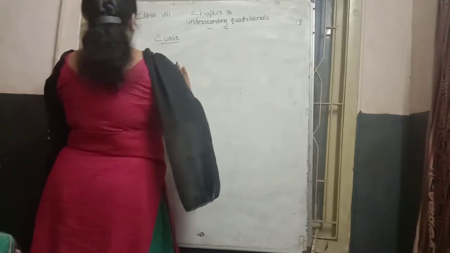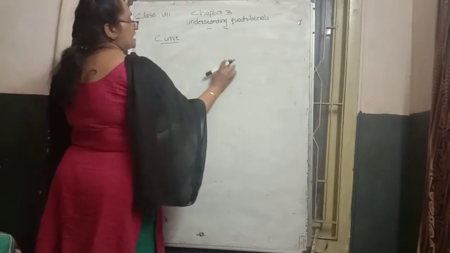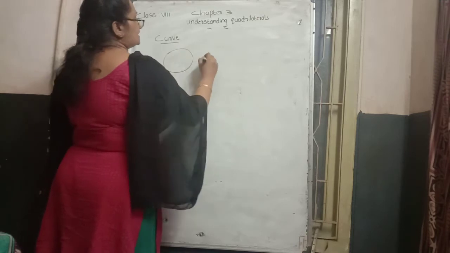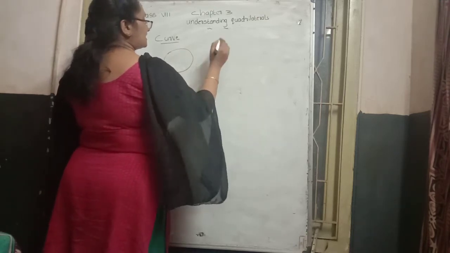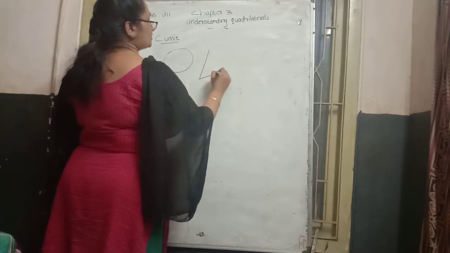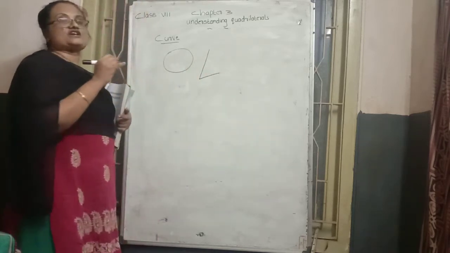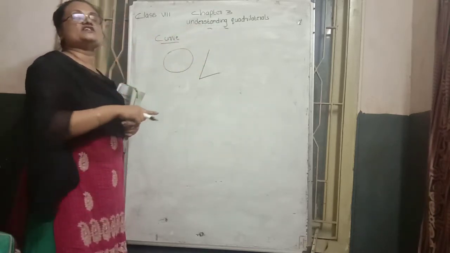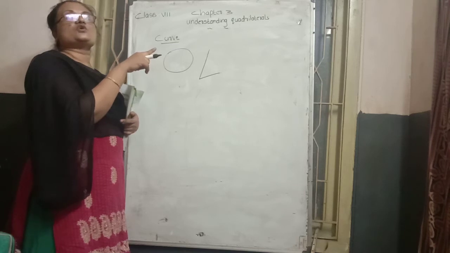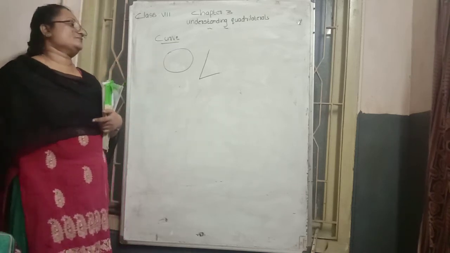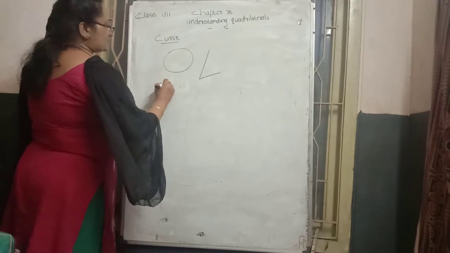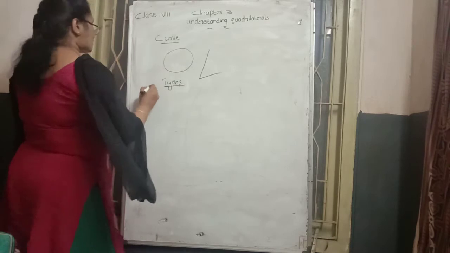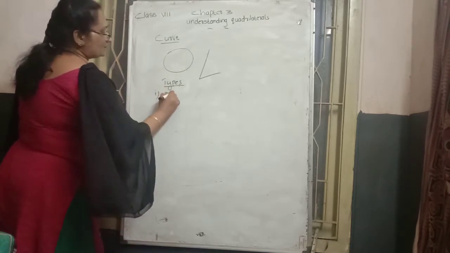A plane figure formed by joining a number of points, like this curve shape, is a curve. This is a curve shape, not a straight line; it includes curved shapes. So when a number of points are joined without lifting the pencil, we call it a curve shape. There are different types of curves. The first one is the open curve.